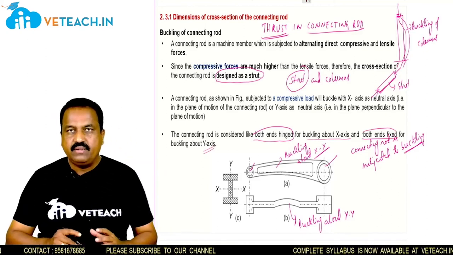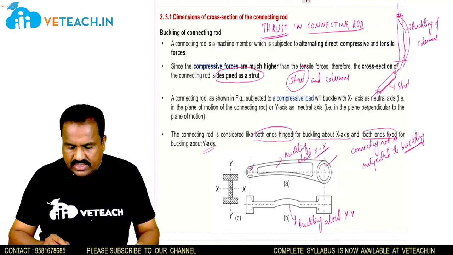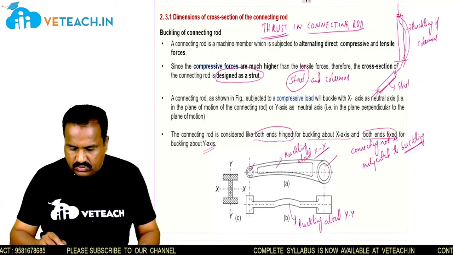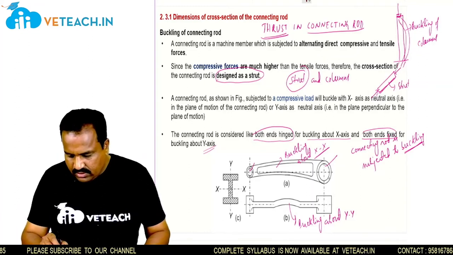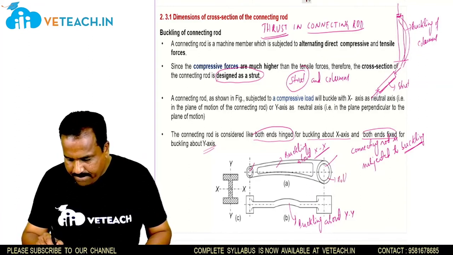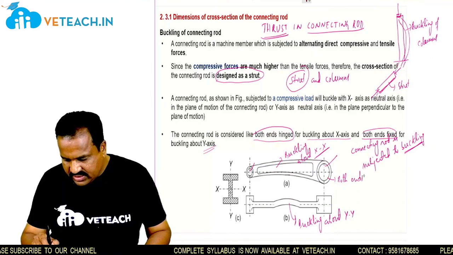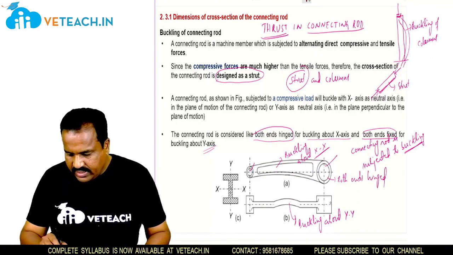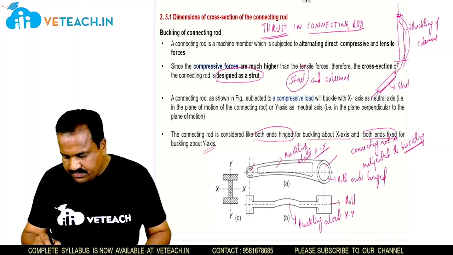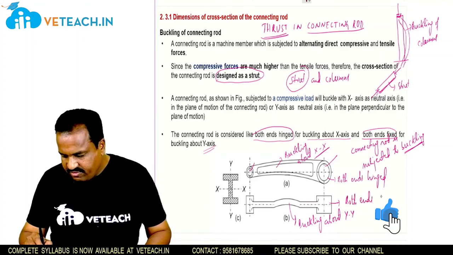Whereas both ends are fixed for the buckling about the y-axis. When this is buckling about the y-axis, you will consider the ends to be fixed. You have two situations here: both ends hinged, and here both ends fixed.